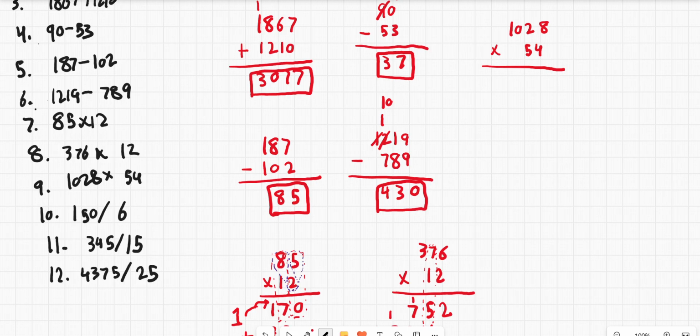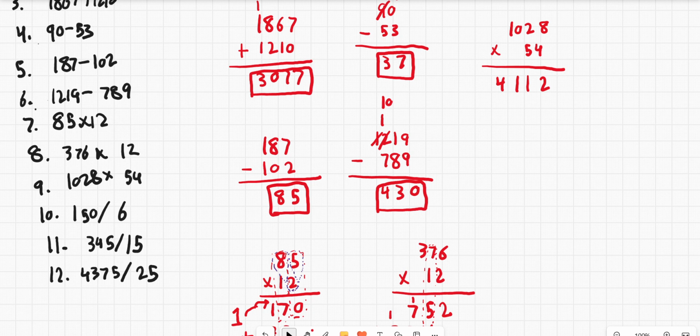8 times 4 is 32. We just write down the 2. And we carry that 3 to the next operation, which is 2 times 4, which is 8, plus 3 is 11. But just write down that 1 and bring that 1 to the next operation of 0 times 4, which is 0, plus 1 is 1. So this means that we just have to do 4 times 1, which is 4.